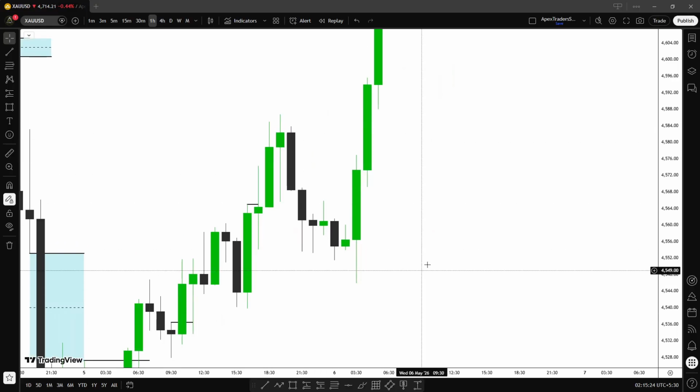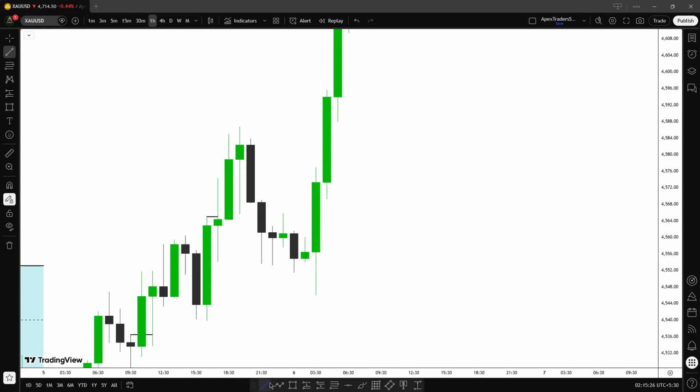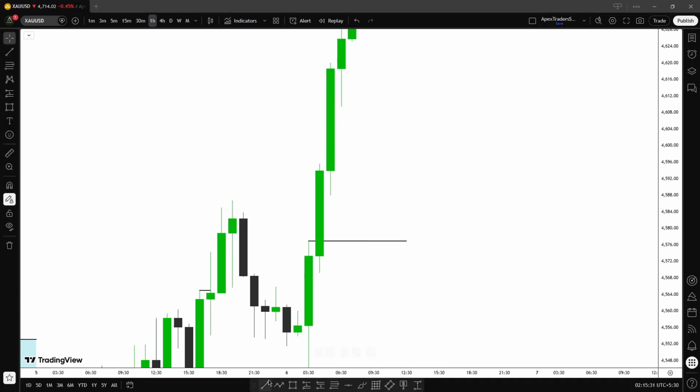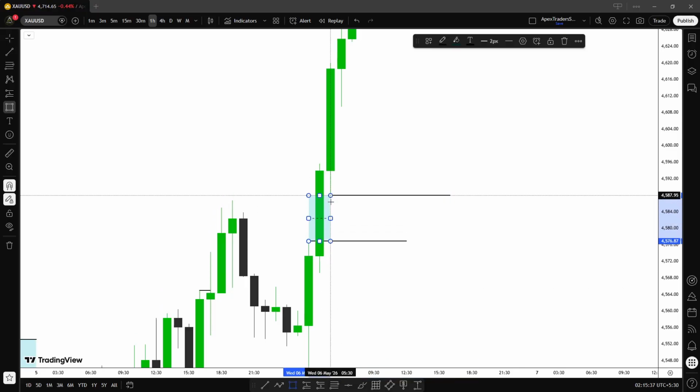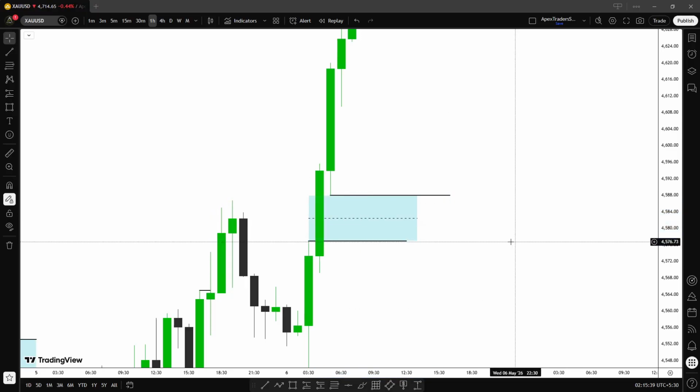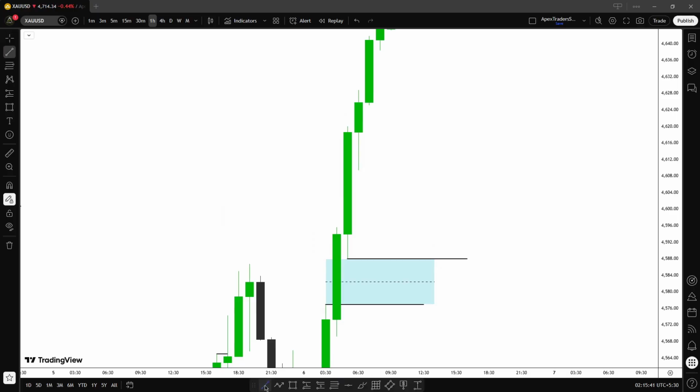And if we look at this pullback, this is our last candle. This will be our first candle. This will be our third candle. So if you check here, there is a fair value gap. I am going to mark it. So this will be a fair value gap. And again, continue.